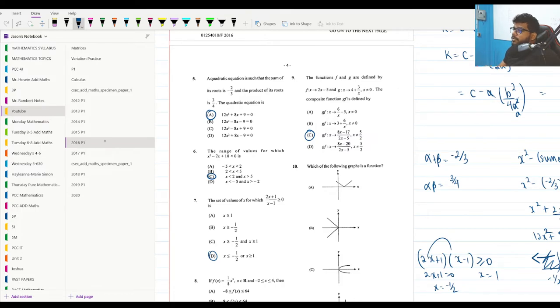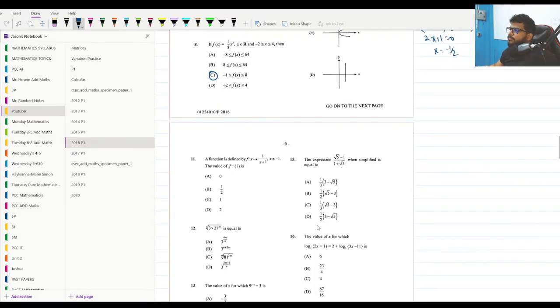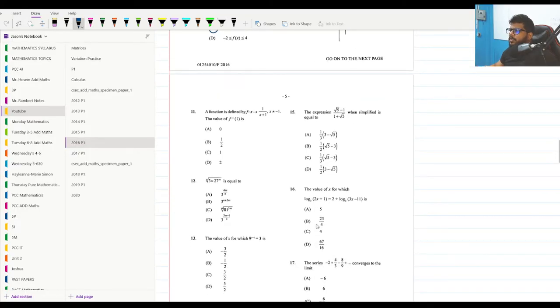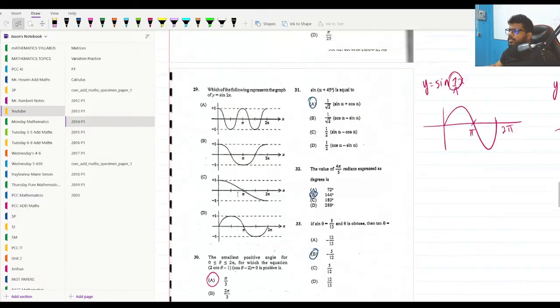Which of the following is a function? A, vertical line test, must cut once. We did this one as well. We did do this one here.